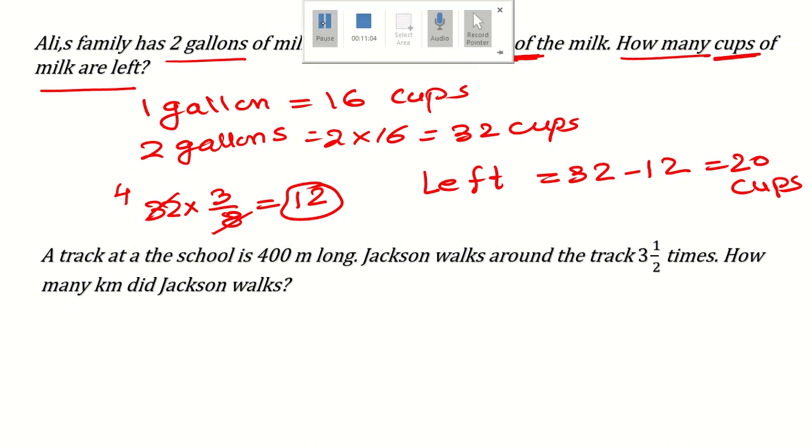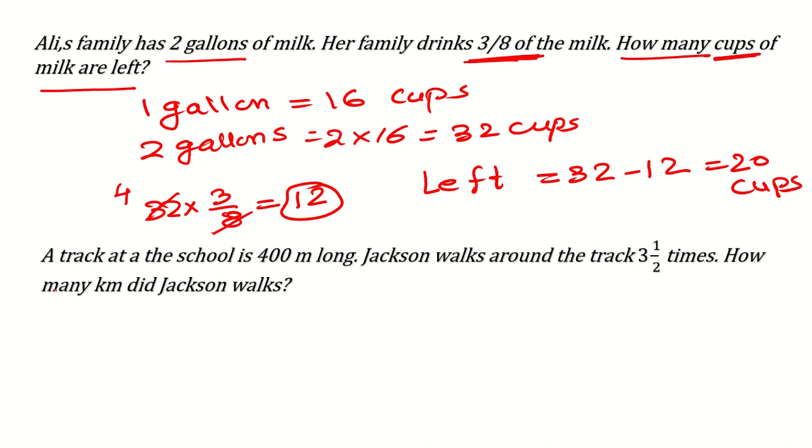You just try to solve this question. Okay, so the next question is: a track at the school is 400 meters long. Jackson walks around the track 3 and 1/2 times. How many kilometers did Jackson walk?